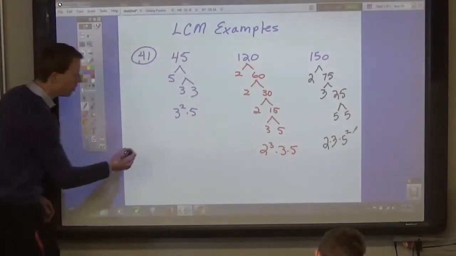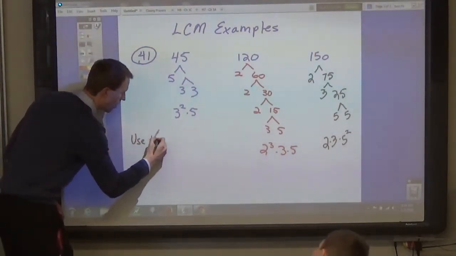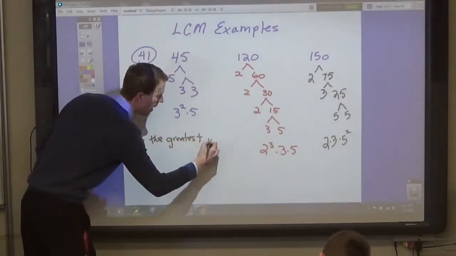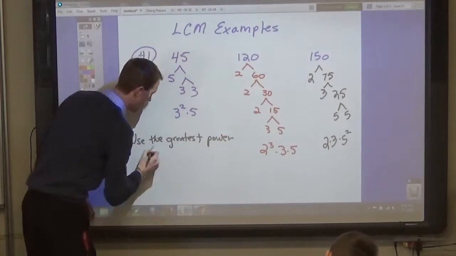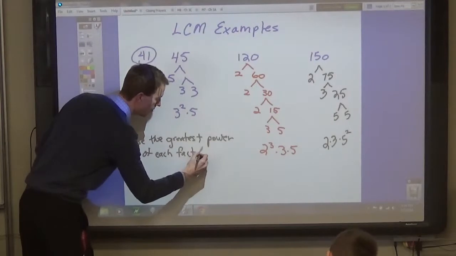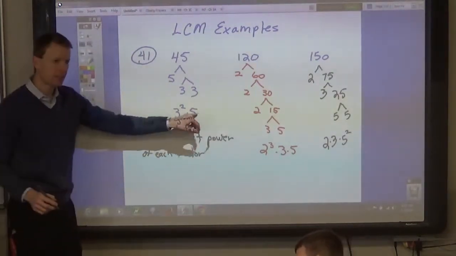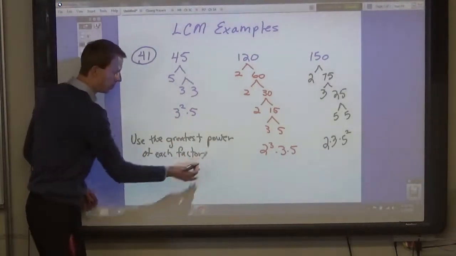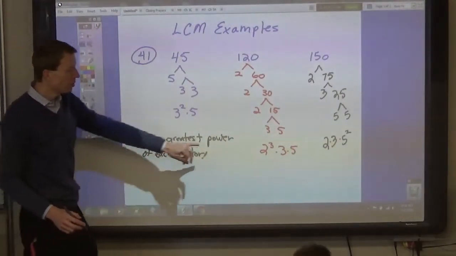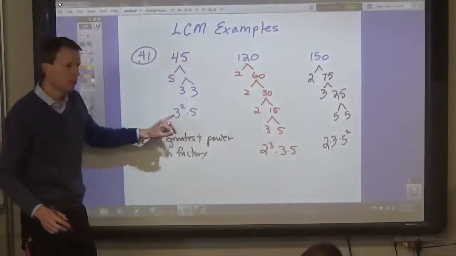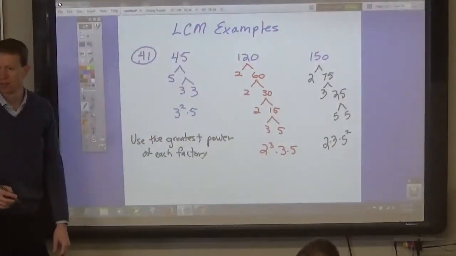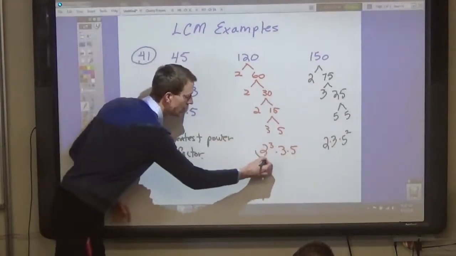Now, we have to use the greatest power of each factor. So, we look at the base of each one. Okay, we have to use 2's in our formula because there are some 2's. But do we use 2 to the third or just the 2? We use the greatest power, 2 to the third.